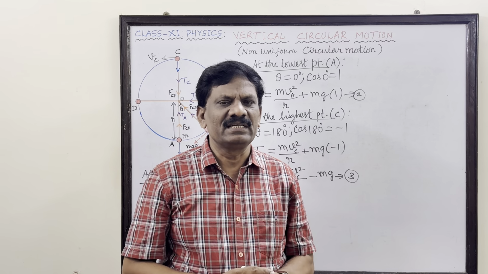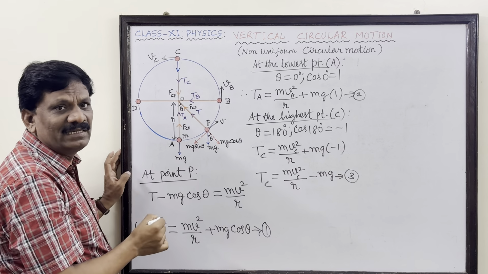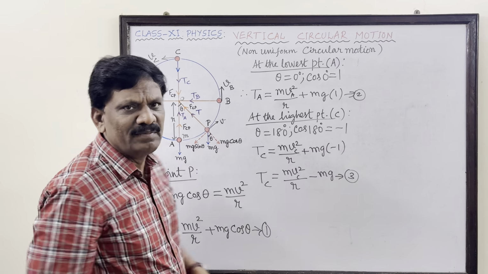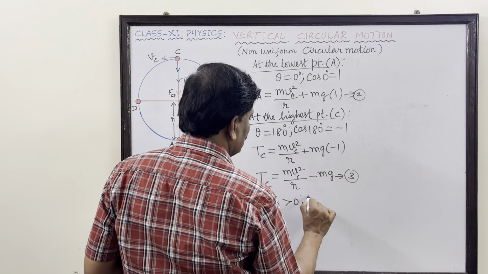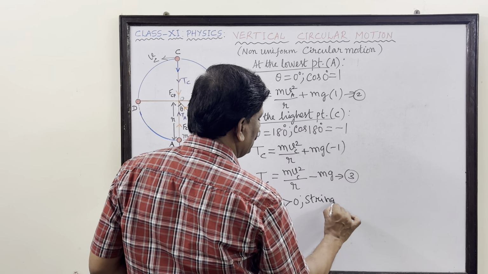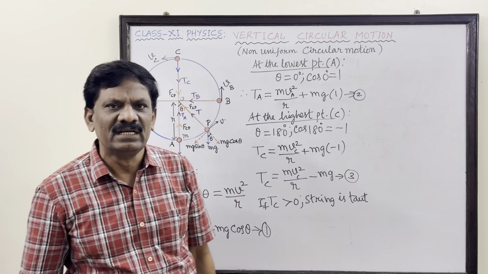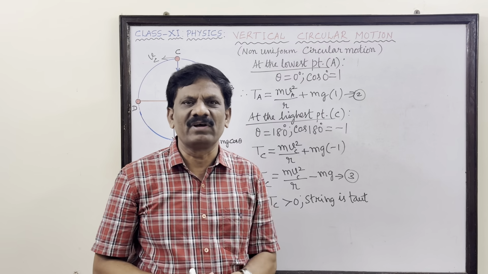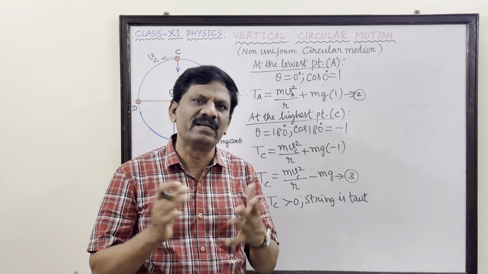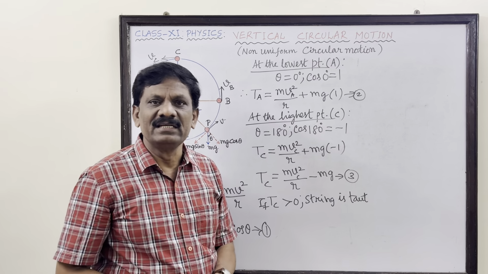Now there are three conditions. The tension in the string at the highest point is TC. So TC may be greater than 0. If TC is greater than 0, then the string will be taut. T-A-U-T, taut means it will be stretched tightly, and it is very safe for the body to complete the vertical circular motion. Definitely the body will complete the vertical circular motion when the tension is greater than 0.